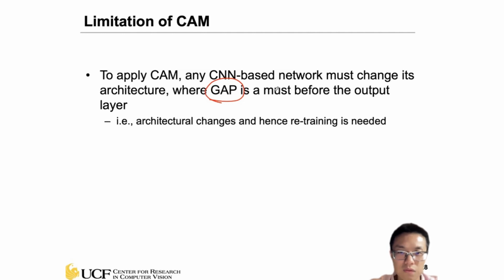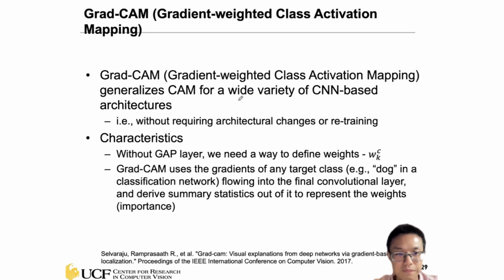The weights. So for any network, if you want to use CAM, you have to modify the network to have the global average pooling, okay? So to address this limitation, the later work called Grad-CAM proposed this gradient weighted class activation map so that you don't require this architectural change. So basically you don't need global average pooling in your network, okay?